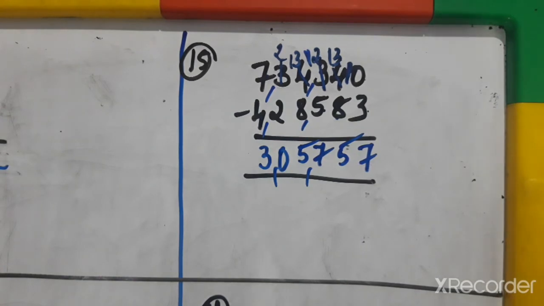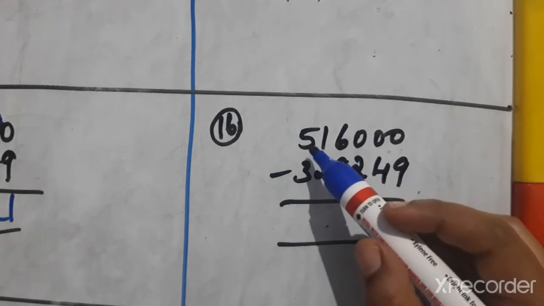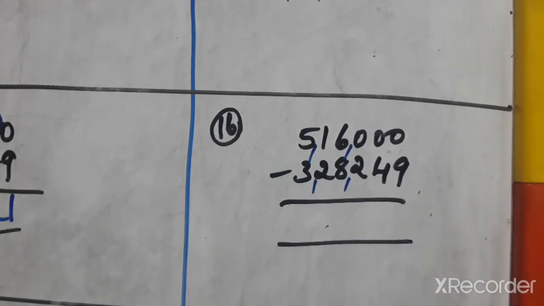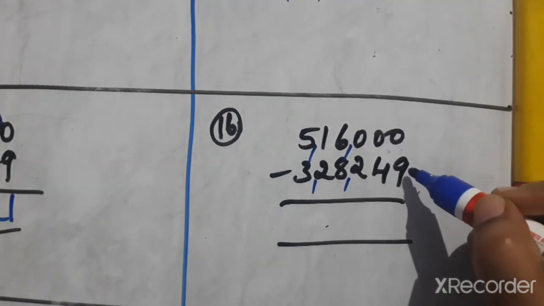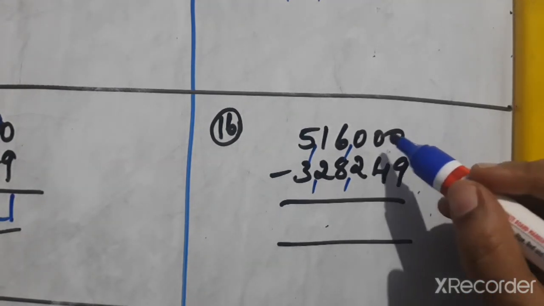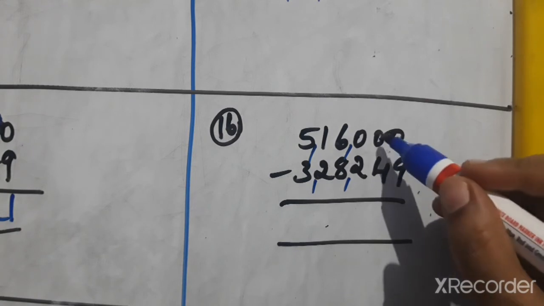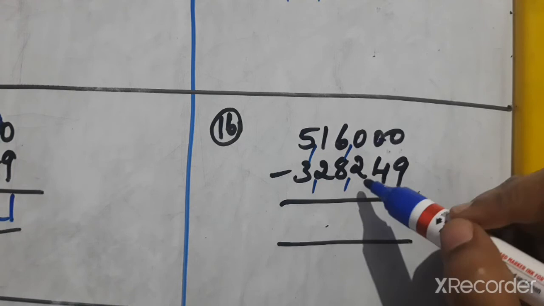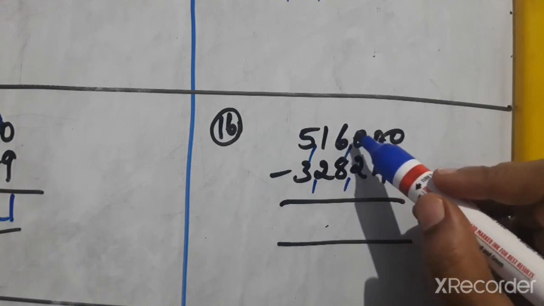3,05,757. Now next question, 16th one, 5,16,000 and 3,28,249. Now here 0 minus 9 we can't subtract. Here also 0 minus 4 you can't borrow here, and here also 0, so here also we can borrow. And 6 rupees can help these people.